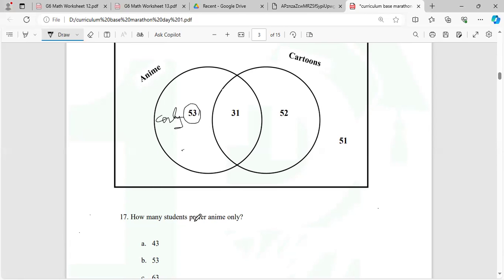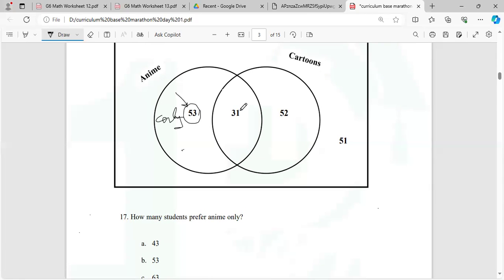When it says alone, it doesn't mean if they watch cartoons and if they like cartoons more or anime. It means they like anime alone. So it doesn't mean that they like both. Everybody agree? Yes, sir. So only means you see these 53 persons that don't like cartoons, only anime.